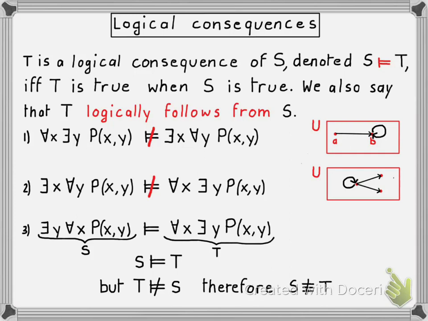I'm trying to connect what you already know here to the new concept of logical consequence. In particular, what does it mean for two propositions to be logically equivalent? That means they are true at the same time and false at the same time. In case you didn't realize it, if S is logically equivalent to T, then it must be the case that T is a logical consequence of S, and also S is a logical consequence of T. Having the logical consequence in both directions is the same thing as being logically equivalent. In this case, there's no logical equivalence because the logical consequence does not work in this direction.